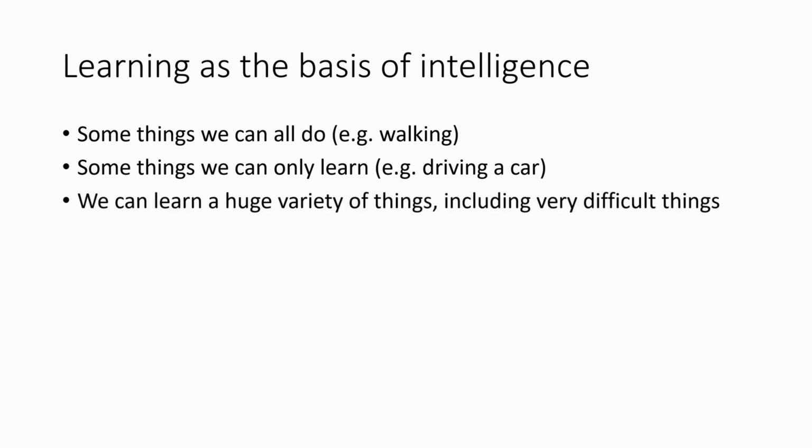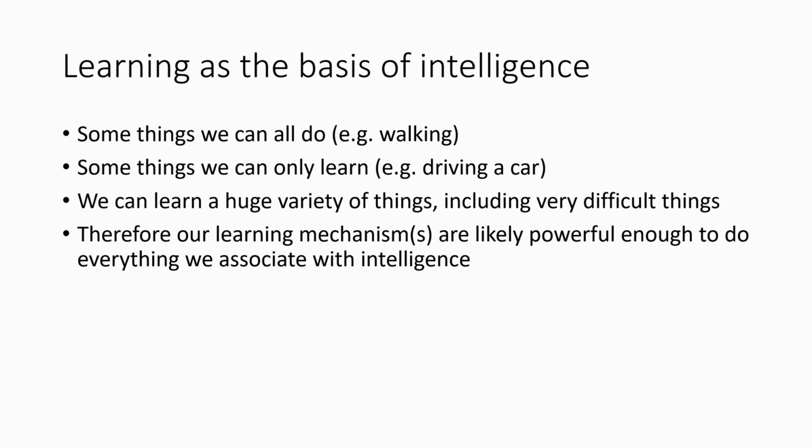And not only are there some things that we have to acquire from experience, but those things that we can acquire from experience are highly varied and very difficult. You can learn some pretty complicated stuff that is clearly not programmed into you by evolution. So therefore, our learning mechanisms are likely powerful enough to do everything that we associate with intelligence, because whatever might be built in or not, there are clearly things we can learn, and the things that we can learn are very complicated.